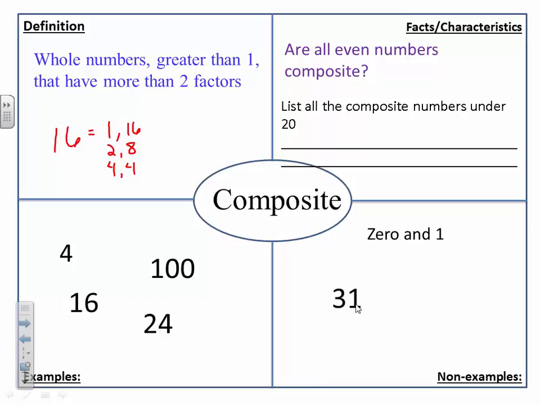Is 31 composite? No, because the only factors of 31 are 1 times 31. That makes it prime. How about 29? Same idea. The only thing that will go into 29 is 1 times 29, making it prime. This is your prime and composite video. Make sure that you answer the facts and characteristics part on each side. I will be checking for that one.